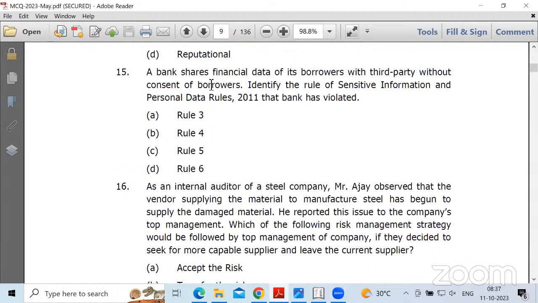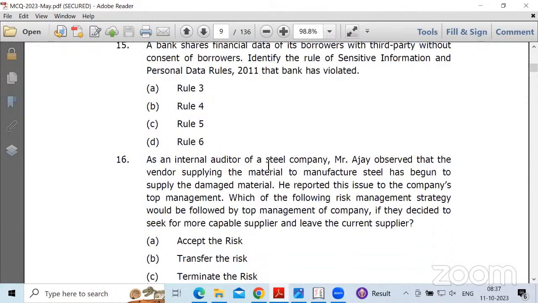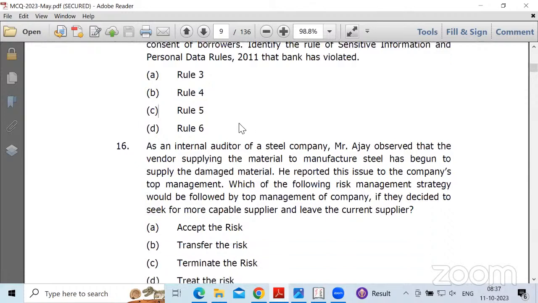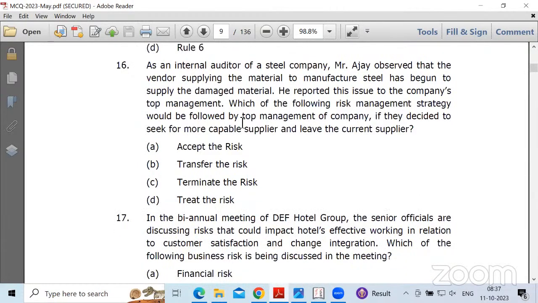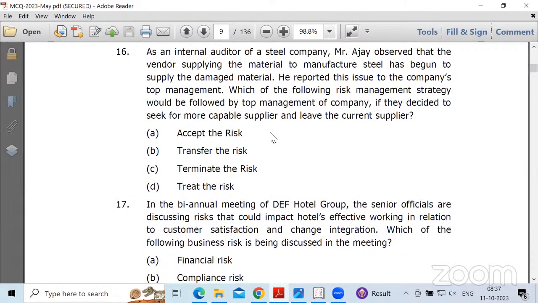Next, a bank shares financial data of its borrowers with a third party without the consent of the borrowers. Identify the rule of the sensitive personal data or information rules 2011 that has been violated. So actually the answer is rule 4, but you have to understand rules 1, 2, 3, 4, 5, 6 from the books. I skip off right now. Kindly go through that again.